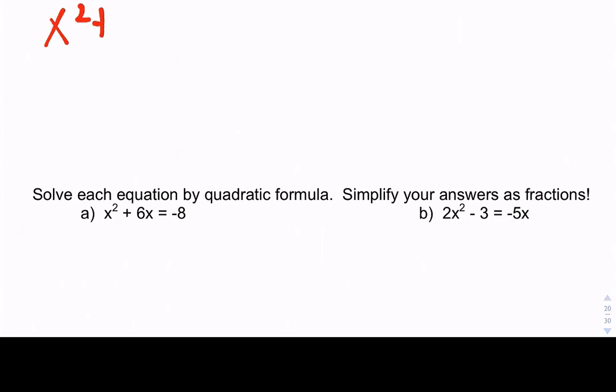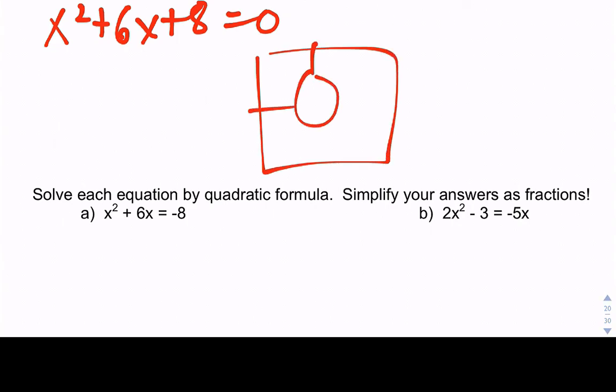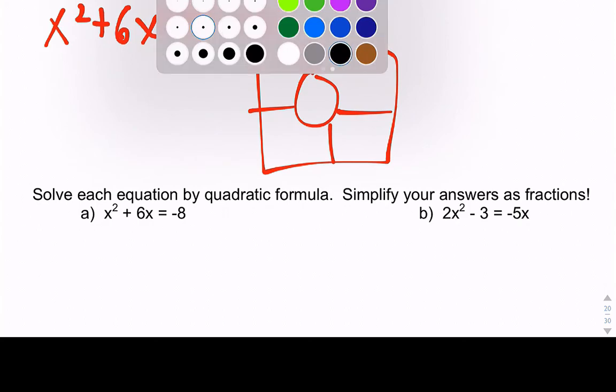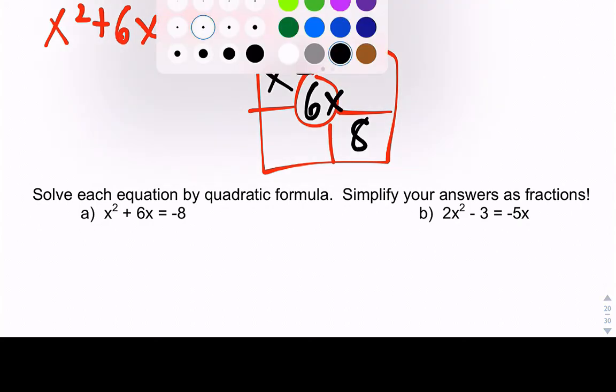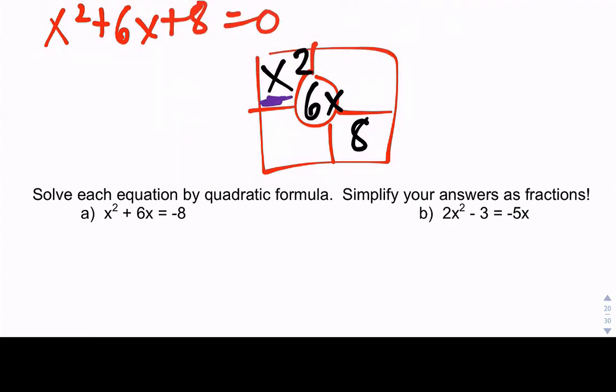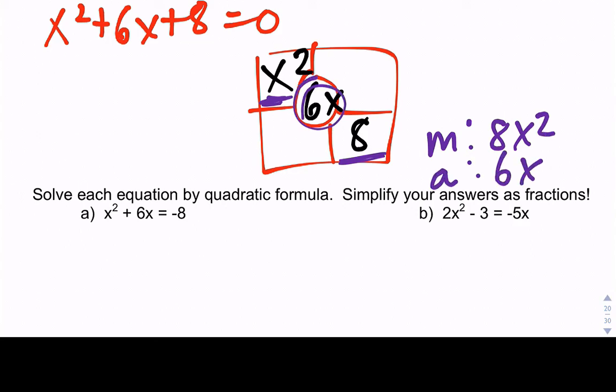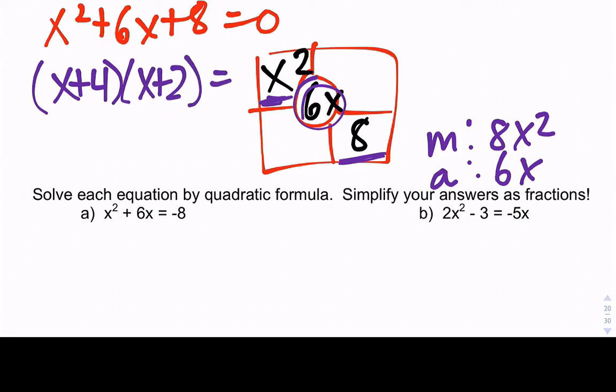So you have x squared plus 6x plus 8 equals 0. And this one we can use a box and circle to solve. So if I stick it in my box and circle, we have x squared, 6x, and 8. We want to know what multiplies to the first number and the last number, so multiplies to 8x squared, that adds to our middle number right here, 6x. Some factors of 8 would be 4 and 2. And that also adds up to 6. So we have x plus 4, x plus 2 equals 0.